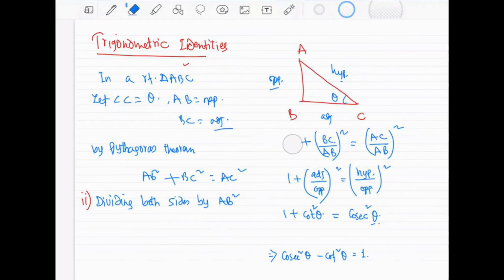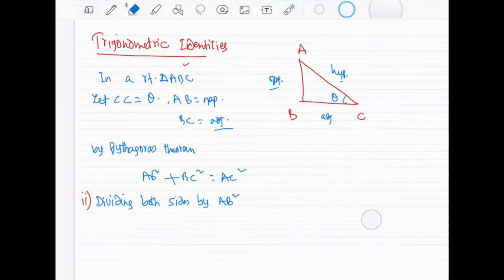Let's come to formula number 3. Okay, so formula number 3, we are not going to divide by AB square. We have divided with AC, AB. Now we will divide by BC. We will obtain a new formula. Let's see what it is. Now we will divide by BC square.